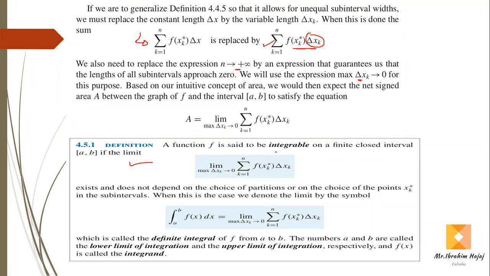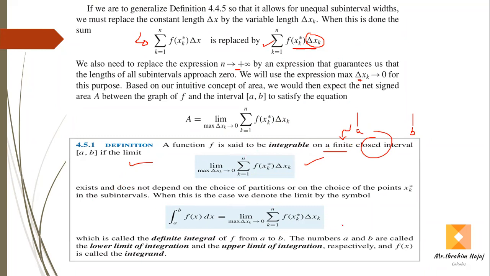A function f is said to be integrable on a finite closed interval, starting from a to b, for example, by taking the limit of the summation of f of x sub k star times delta x sub k. Okay.